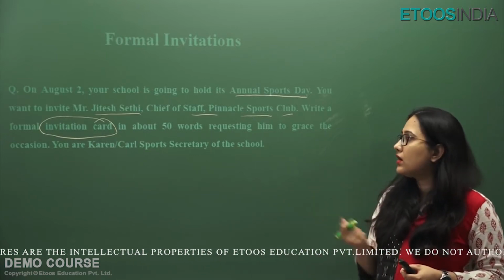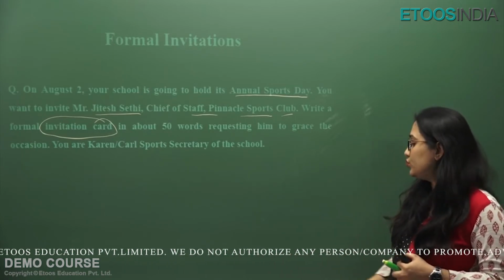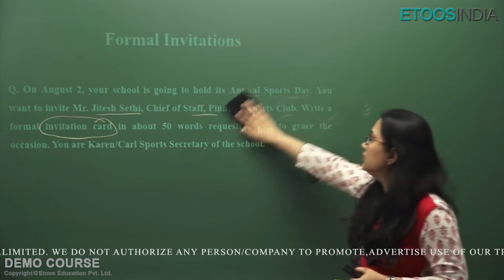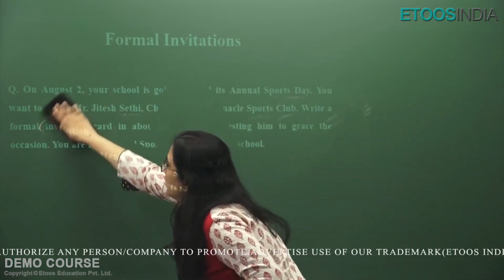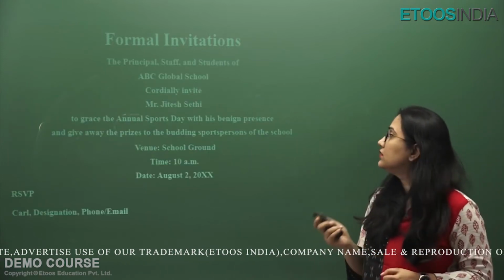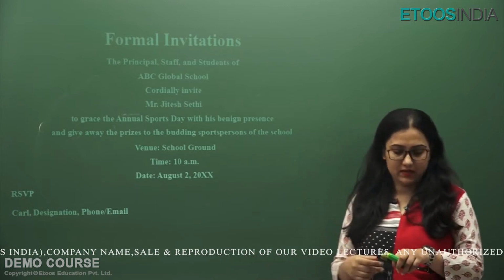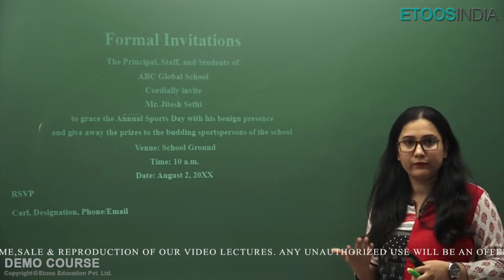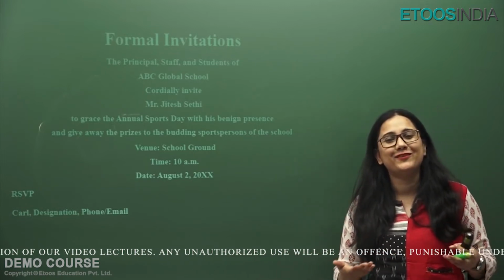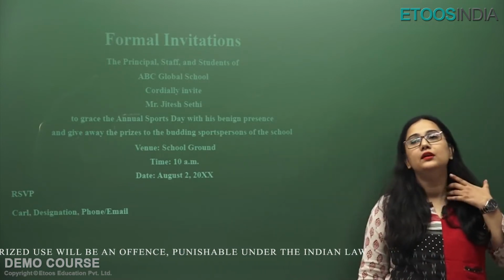Okay, and they have given you the name. You are Karen or Carl, I like the names, and you are the sports secretary of the school. So, quite clear, these details are given to you, and let's jump to the next slide. What kind of cards do we usually make? What are cards to begin with? You see cards all the time and we get very elaborate cards sometimes. Some cards are very simple.